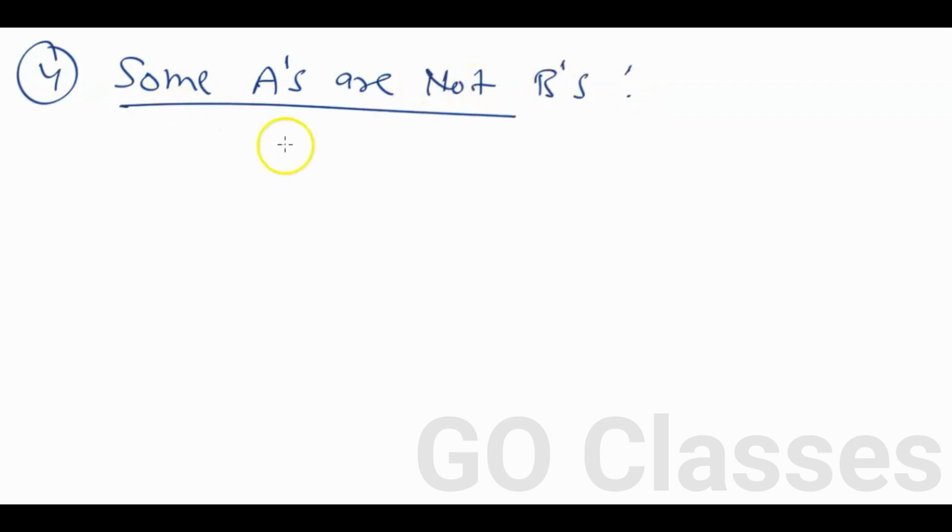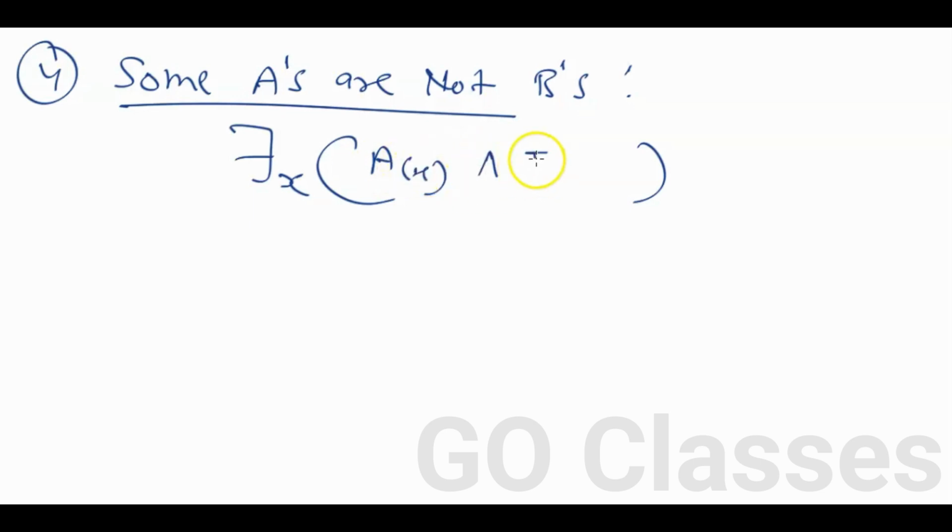The next template is some A's are not B's. Some A's are not B's means there exists some A which is not B.